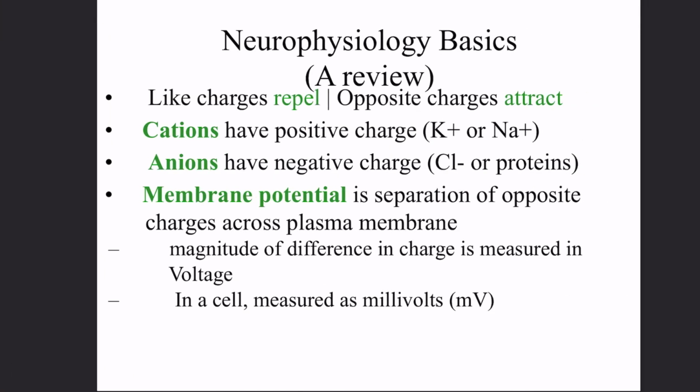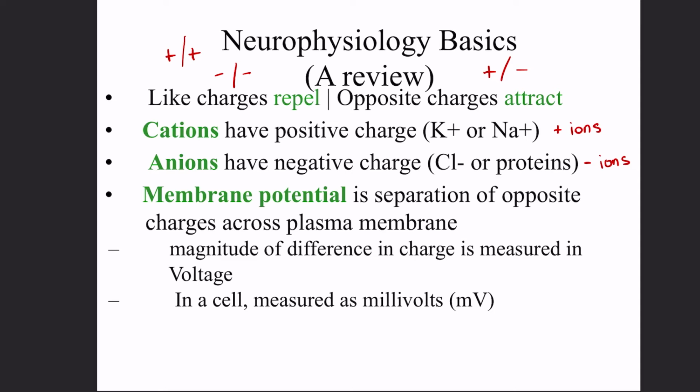So, a quick review of neurophysiology or of chemistry. Like charges repel. If you've ever held two magnets before, pluses are going to repel each other. Negative ions are going to repel each other, whereas positive and negative are going to attract each other. Cations is another name for positive ions. Anions are another name for negative ions.